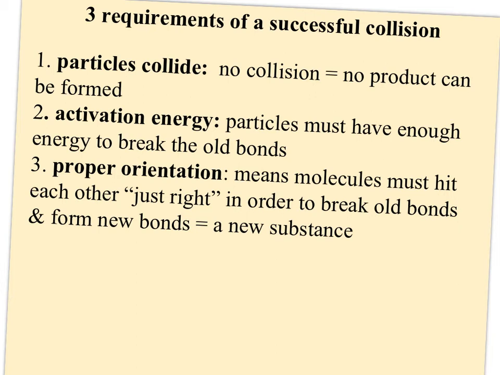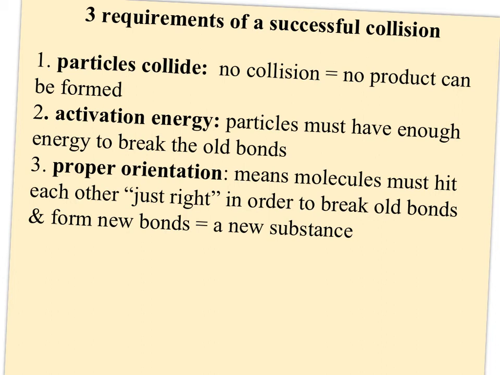So, 3 requirements of a successful collision. First of all, the particles have to collide. If 2 of the same reactant particles collide with each other, unless that's what's supposed to be happening, then no product is going to form. Secondly, they have to have the right energy, and we call this activation energy. It's enough energy to activate or get the reaction going. And what this really is, is enough energy to break the old bonds. And then third, this proper orientation, as I mentioned, means the molecules have to hit each other just right or in the right place.